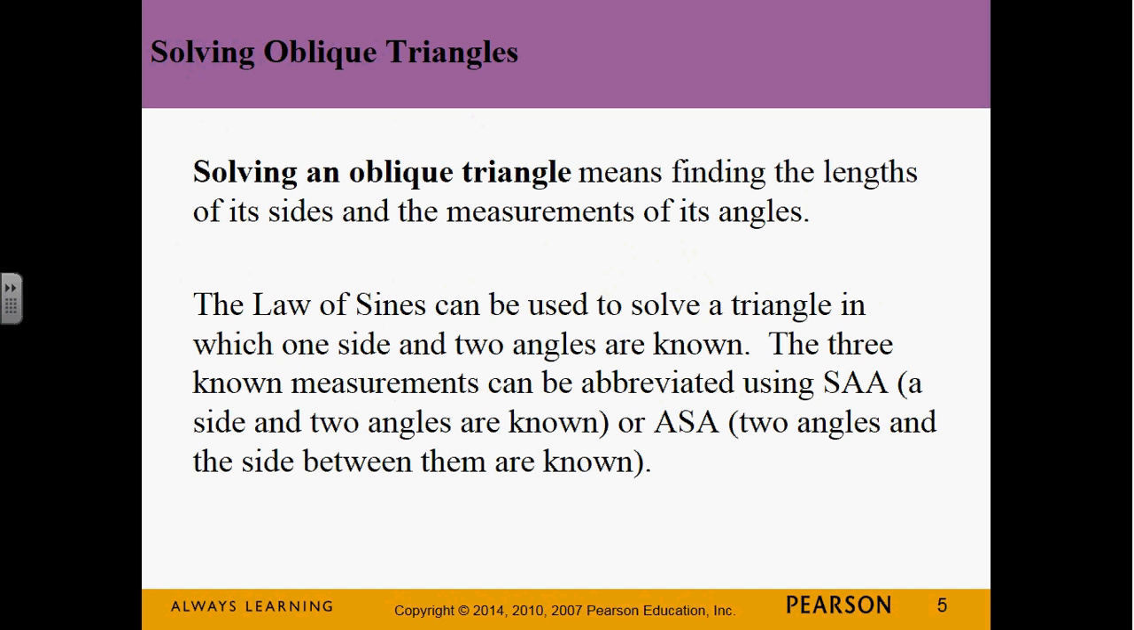Now, the law of sines can only be used to solve a triangle where you've got one side and two angles. Okay? The three known measurements can be abbreviated using SAA, side angle angle, or ASA for angle side angle. And this just means that here we have two angles and the side that is not included between them. Here we have two angles and the side included between them. So the difference between these is if I have that this is 25 and this is 40 and this is 8, then that's angle, side, angle, right there in a row. However, if the 8 is over here, that side is not between them, therefore this is an angle-angle-side, okay? Just semantics.